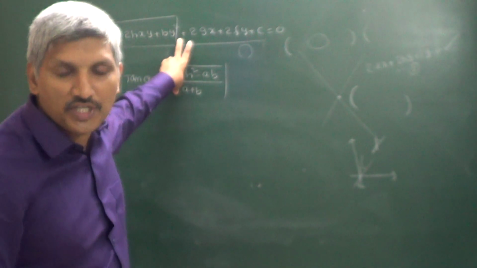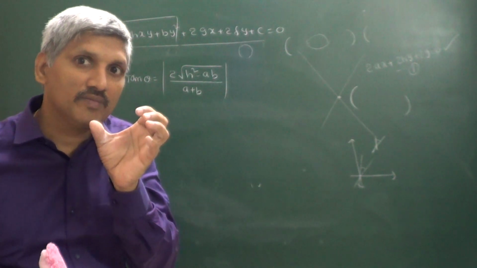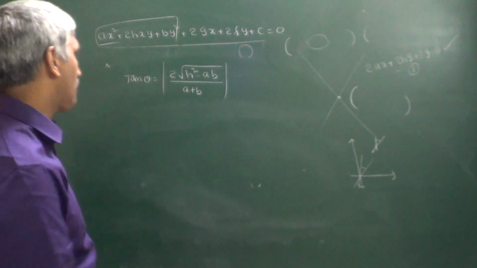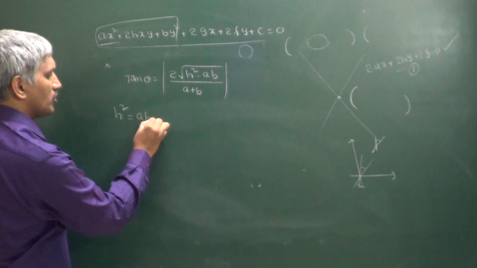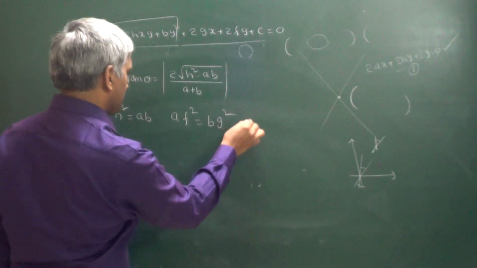But this equation in some cases represents a pair of parallel lines. It represents a pair of parallel lines under the condition h square is equal to ab and af square is equal to bg square.